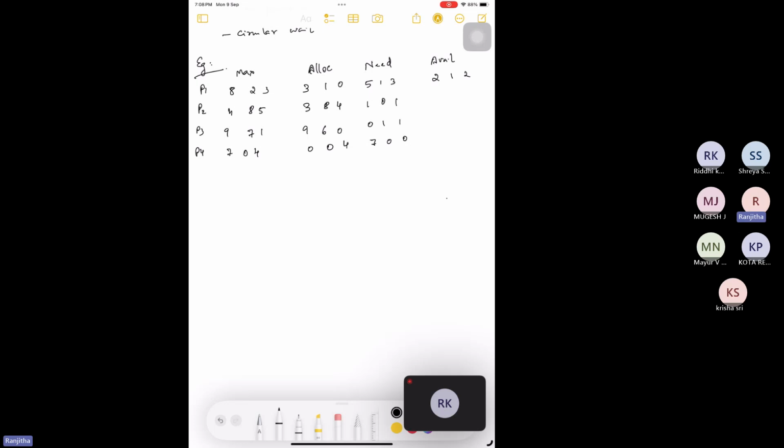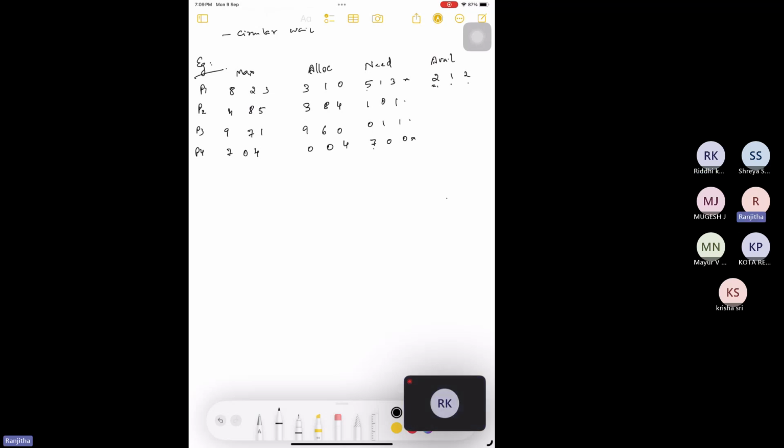Which of the processes can be given the resources now? P1 needs 5, 1, and 3. We don't have 5 for R1, and for R3 also, we don't have 3. We have only 2, 1, and 2. So P1 cannot be given now. Same way, P4 cannot be given now. P4 needs 7, and we have only 2 with us currently. So which one can we go for? P2 or P3, correct?